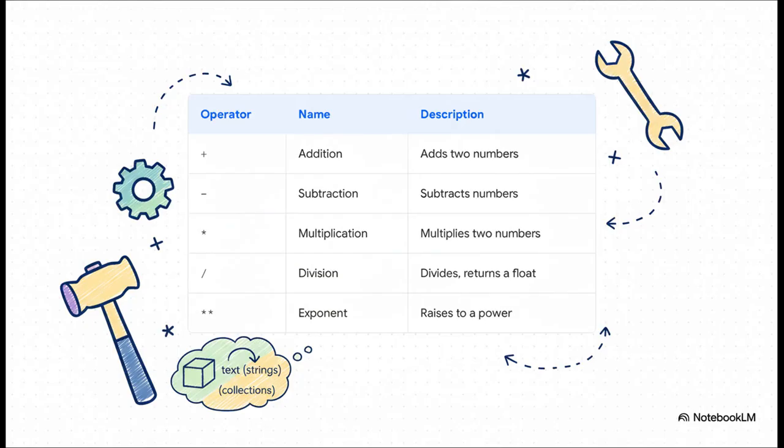And of course, Python comes with all the standard math tools you'd expect. You can add, subtract, multiply, and divide, no problem. The one you might want to keep an eye on, because it's really useful, is the double asterisk. That's for exponents, raising a number to the power of something else.